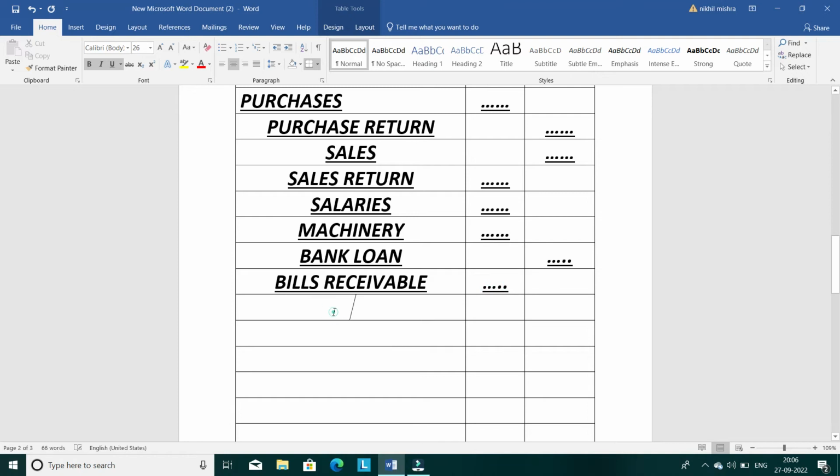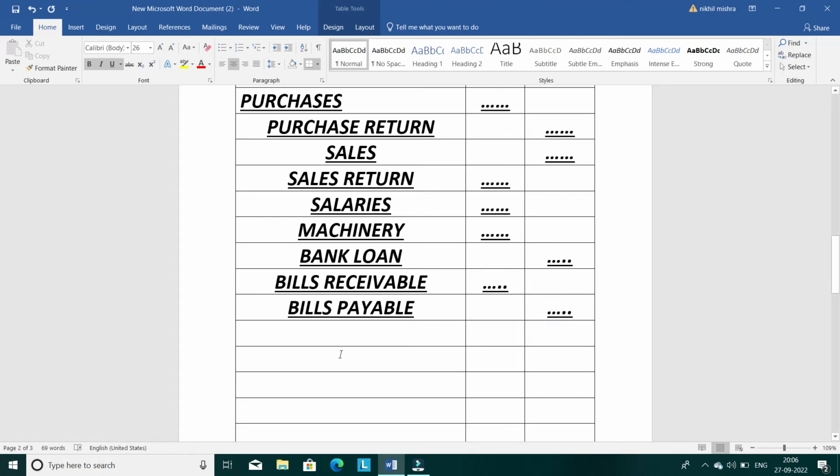And one more thing, you have bills payable. Bills payable is a liability, because that is the amount of money which you have to pay to someone after some period. You took money from someone and have to pay it back. That is a liability, so bills payable will come on the credit side.